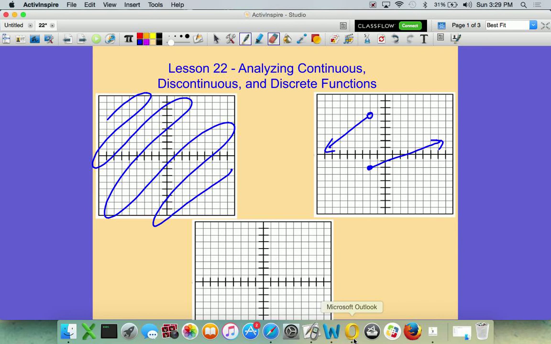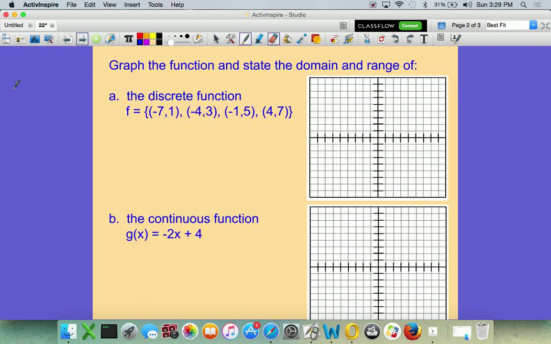A discrete function is just a whole bunch of points that passes the vertical line test. So for example, that. It passes our vertical line test, so it is a function, but it's just points, so it is discrete.